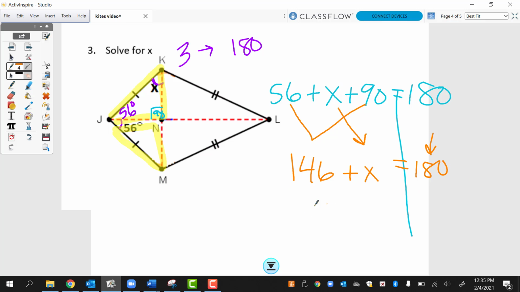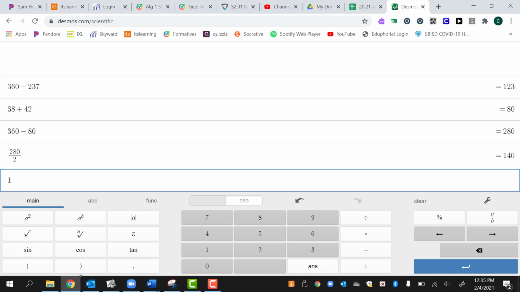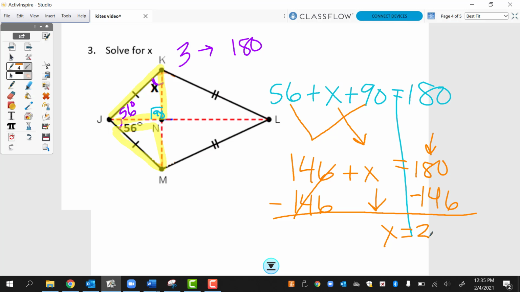Then I'm moving 146 to the other side. Minus 146 to the other side. Dropping down x. 180 minus 146. Let's type it in. 180 minus 146 is 34. So my answer is 34.